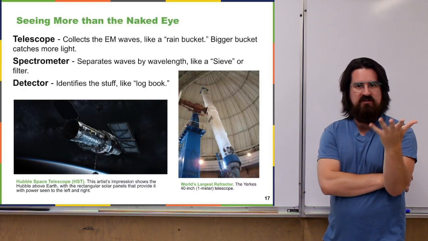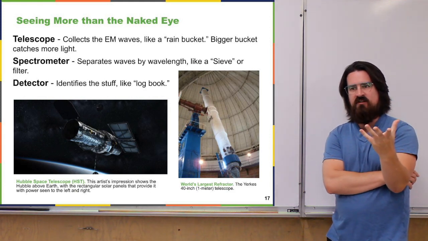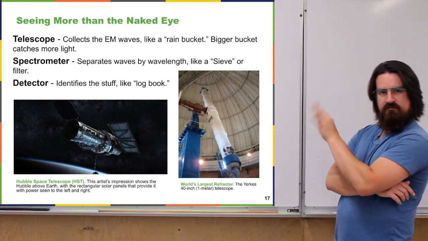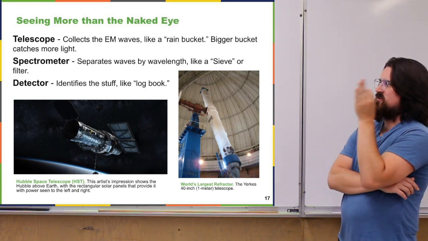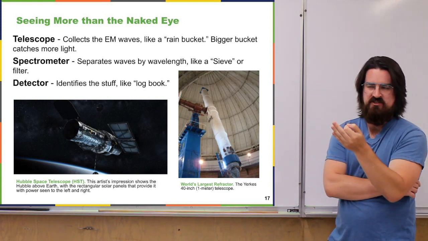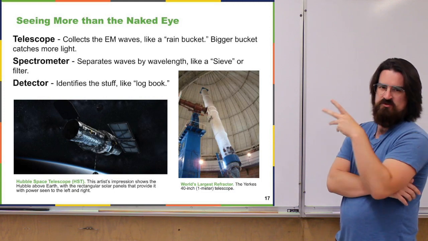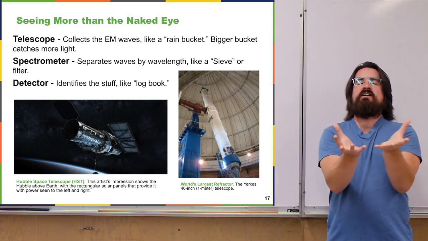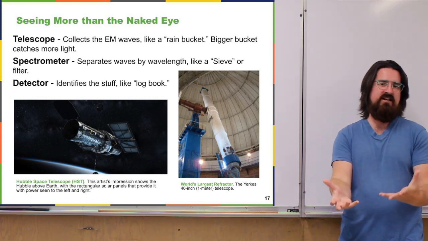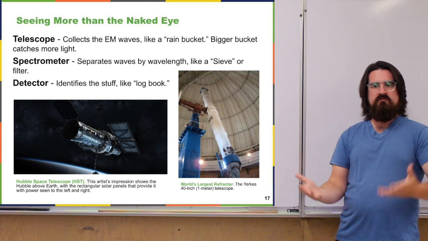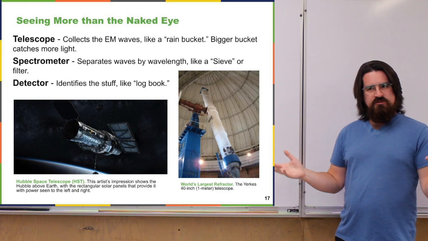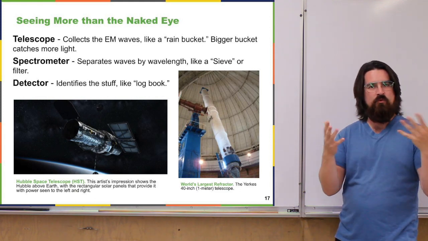In terms of astronomical instruments, the ways that we collect electromagnetic radiation and make it so that we can analyze it, there are three basic components. One is the telescope itself, the thing that's collecting that radiation. You can think of the telescope as a bucket, trying to catch as much radiation as it can. Just like a bucket catching rainwater, the bigger the bucket, the more you catch. That's why we need pretty large telescopes to see more and more stuff.